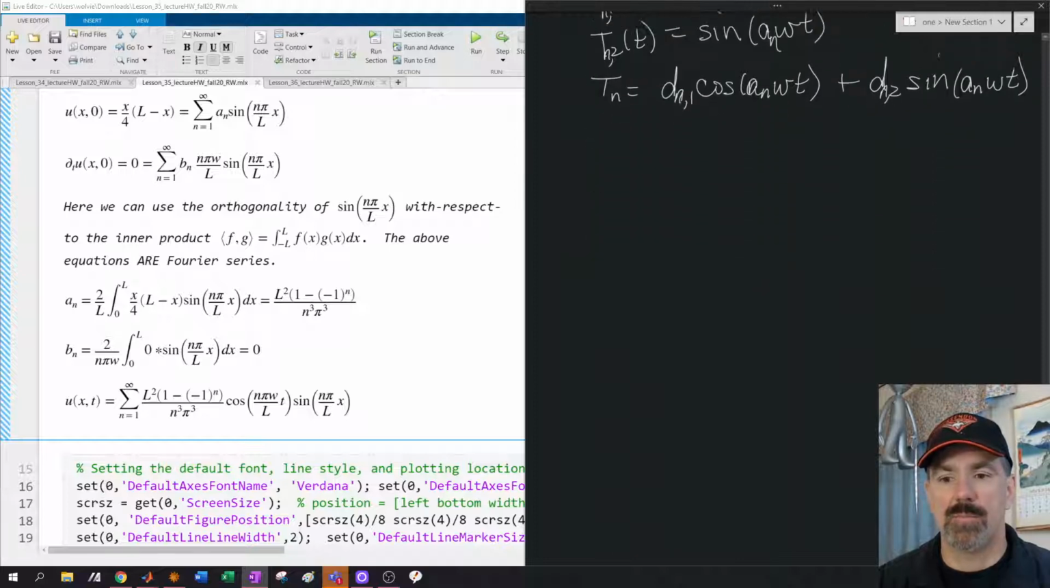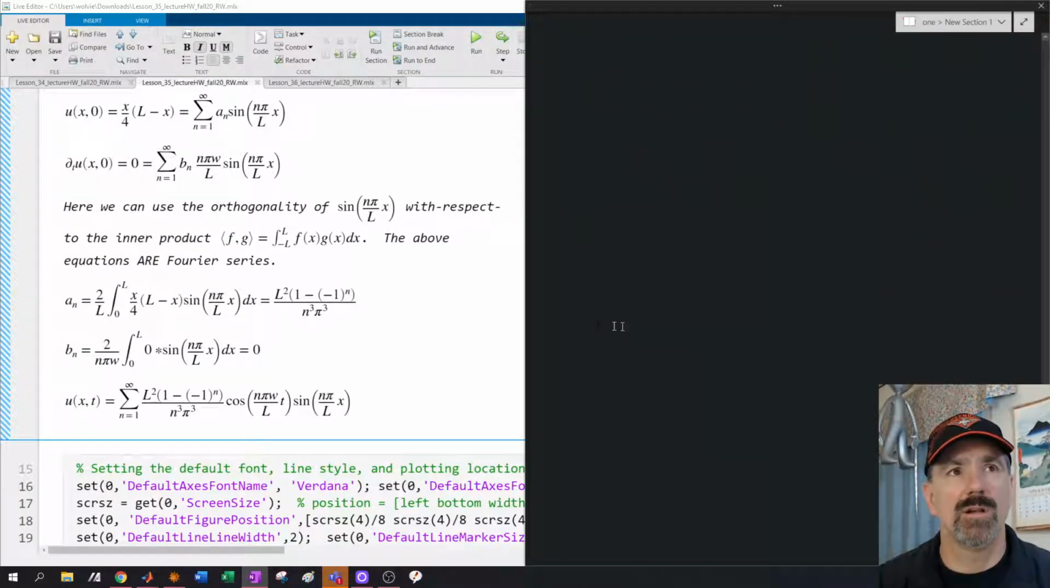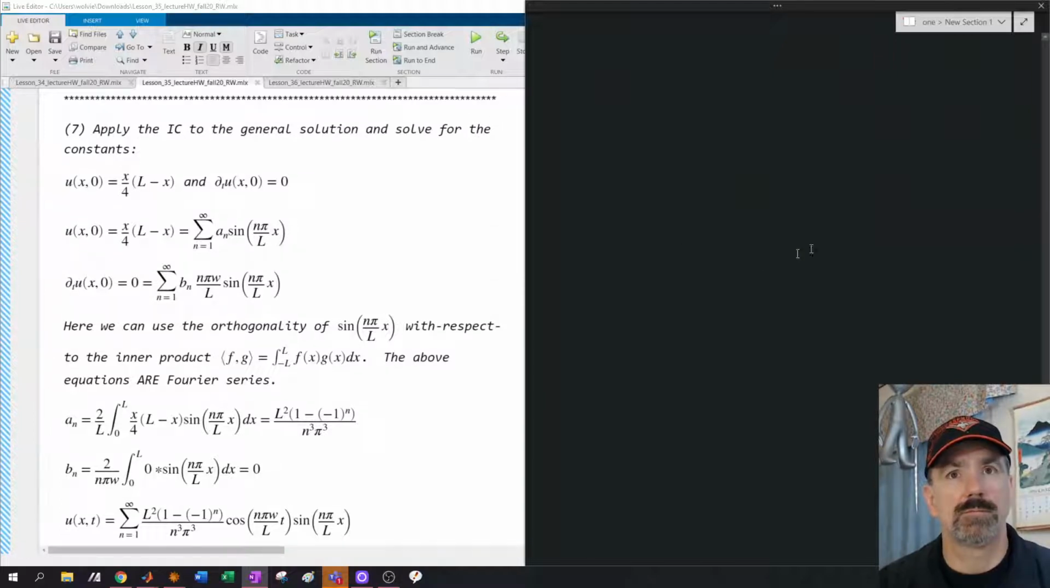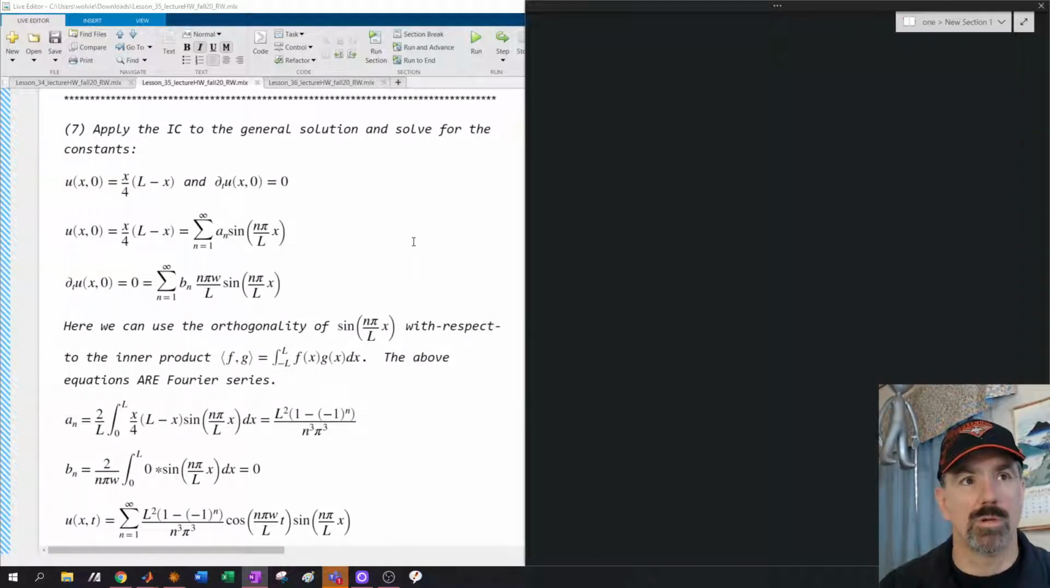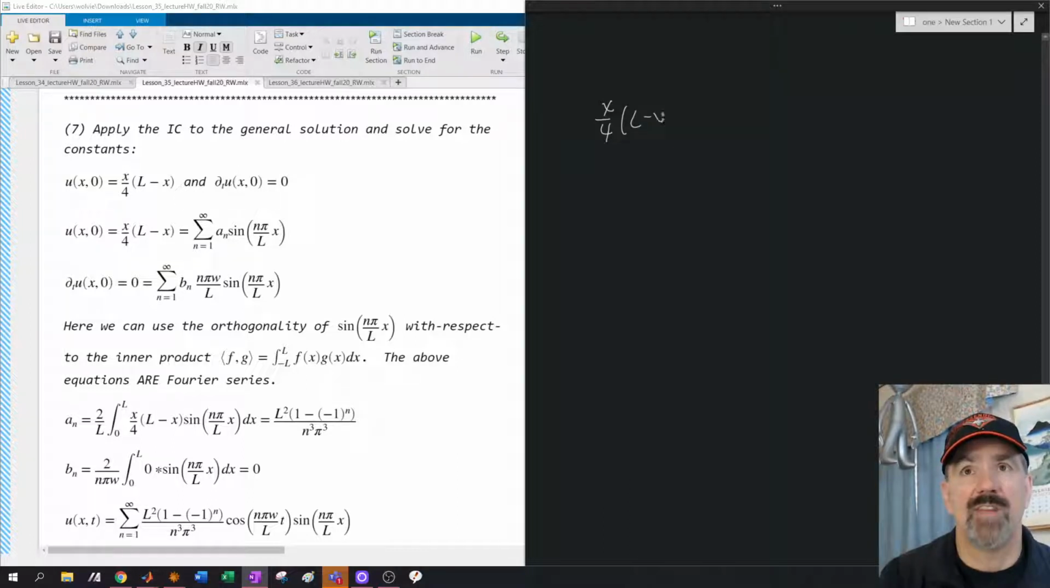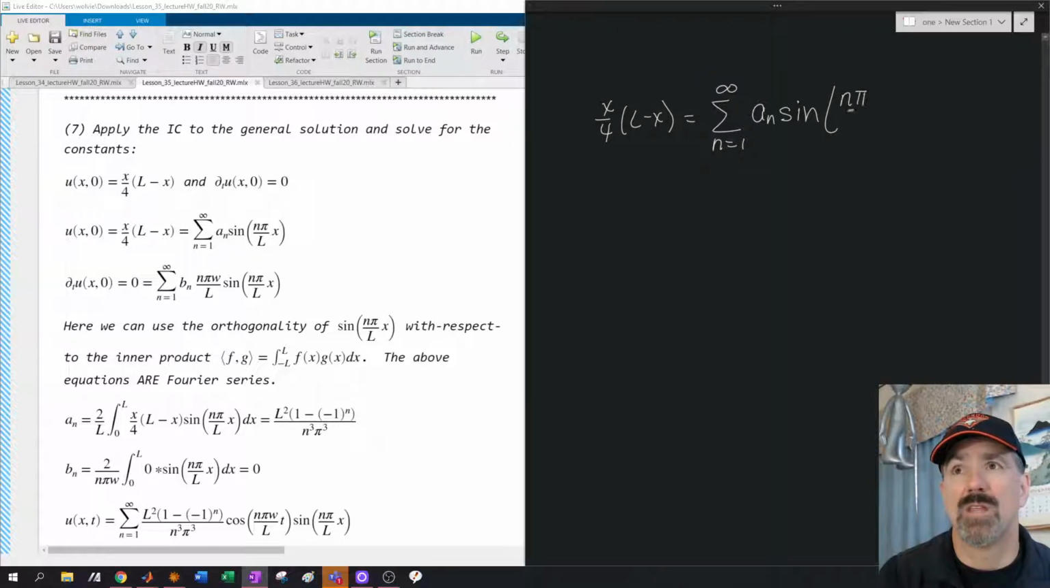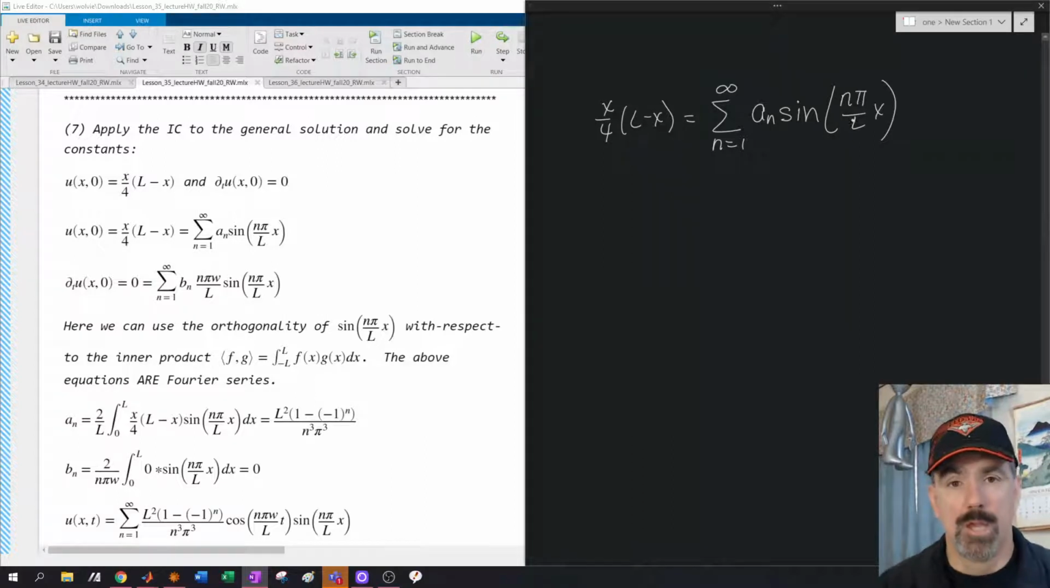So I think personally that this is worth a little bit of review here, just to make sure we're clear on exactly what it is that we're doing. So let me just dig into this a little bit more. We have x over 4, and then I have an L minus x, and that's equal to this sum, n equals 1 to infinity, a sub n sine n pi over L x. And what I'm doing is really reviewing for the GR. So remember what we're going to do in order to isolate the a sub n so we can calculate the value for a sub n.